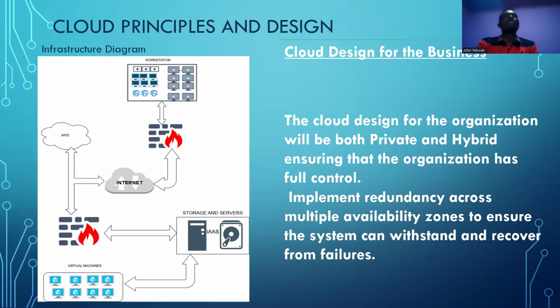This is an infrastructure diagram I came up with. You can see the workstations and the internet connection. The workstation connects to the internet, but through a firewall, and the internet accesses the cloud. The cloud is where we are going to have our infrastructure as a service and our software as a service as well. And we have virtual machines as backup. The firewalls are to ensure security and safety. So the cloud design for the organization will be both private and hybrid.